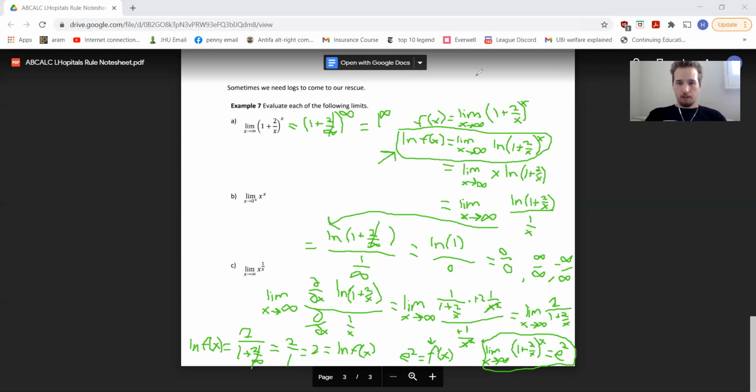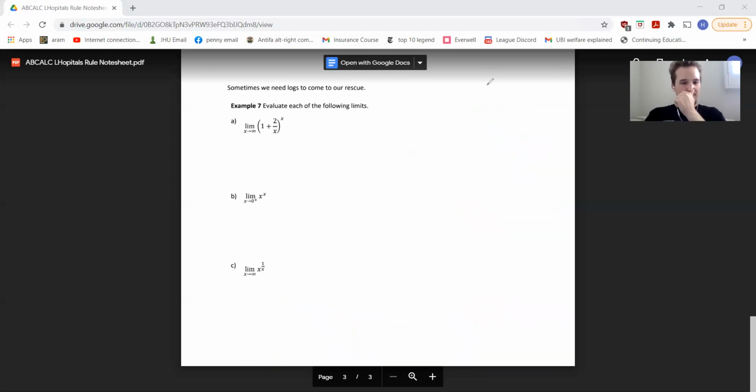Now let's move on to the second question. Okay, so this is going to be the theme. These next two are going to be the same thing. They are not going to be in a form where it's 0 over 0 or infinity over infinity. It's going to be in a form that's also indeterminate. So you have to use a log to get rid of the exponent, right? If I plug in 0 for this, I get 0 to the 0 power. Indeterminate, but not something I can use L'Hopital's for.